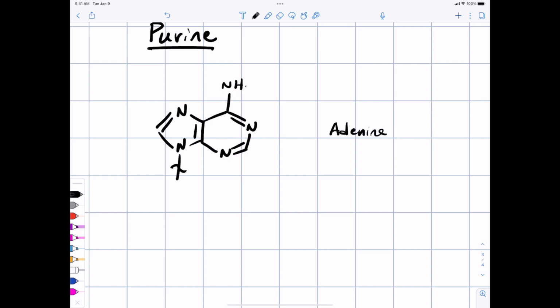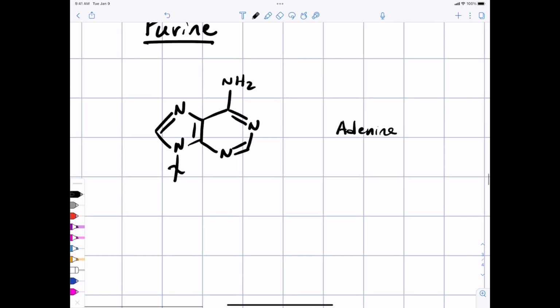Adenine has an NH2 group at this particular carbon. There is a way of talking about positions on a purine ring. They do have characteristic numbers. I don't know what those numbers are off the top of my head, and we won't worry about them. This NH2 group is called an exocyclic amine, an exocyclic amino group, because it is outside the six-membered ring.